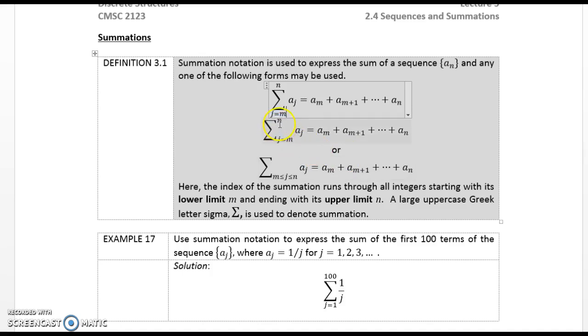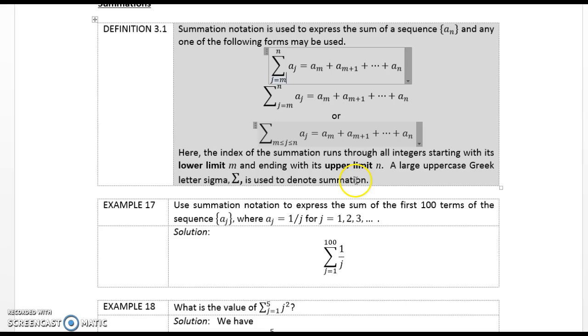Another way we can do this is we can put the initial and starting values in the front, top and bottom of the capital sigma, or we can put them on the bottom and give the index range, as we see here, m less than or equal to j less than or equal to n. Here the index of the summation runs through all integers, starting with its lower limit m and ending with its upper limit n. A large uppercase Greek letter sigma is used to denote the summation.